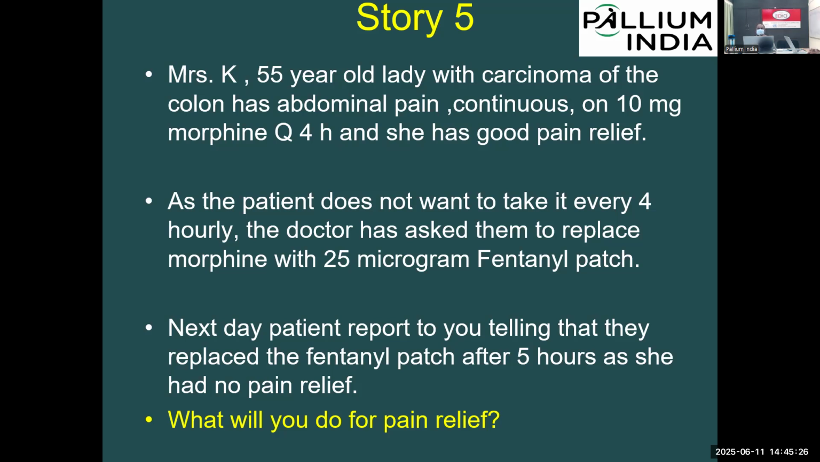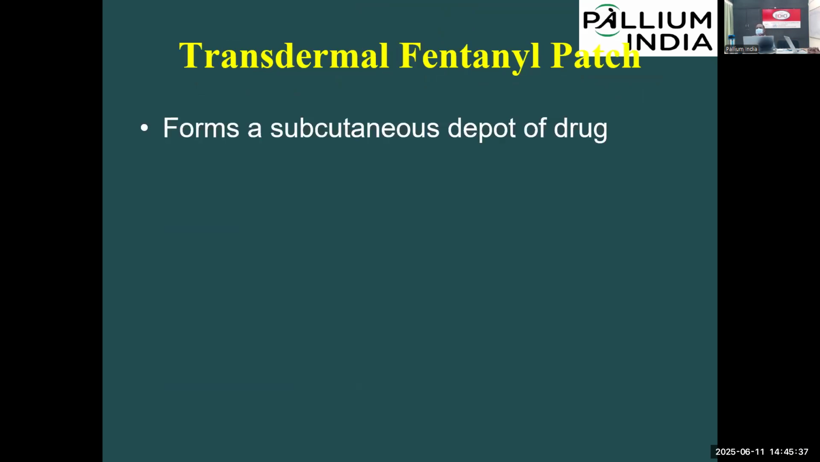Okay. So we have to understand some basics about fentanyl. With the transdermal fentanyl patch, when you apply it the first time on a patient, it will form a subcutaneous tissue depot or subcutaneous tissue storage. For this storage to occur, it will take about 8 to 12 hours. And once this subcutaneous tissue depot is formed, fentanyl will be gradually liberated into the systemic circulation. So that means until 8 to 12 hours, the patient would not get pain relief.